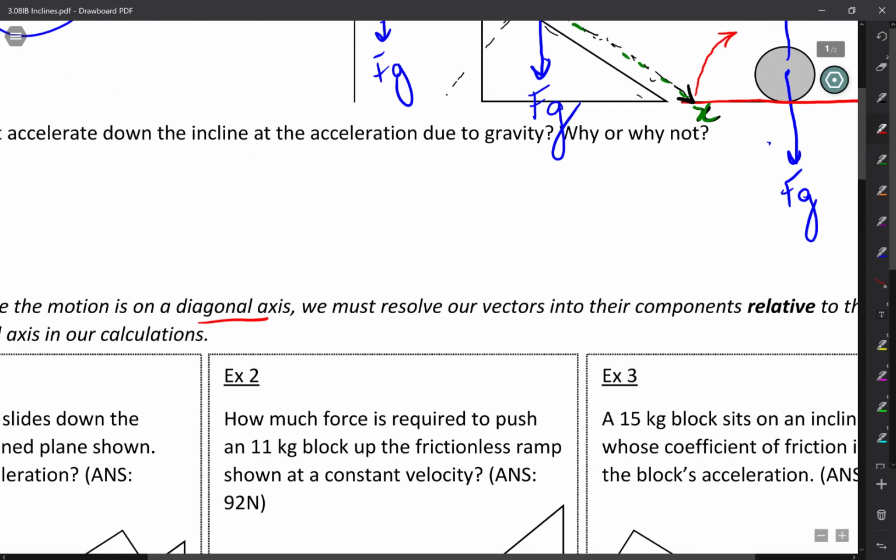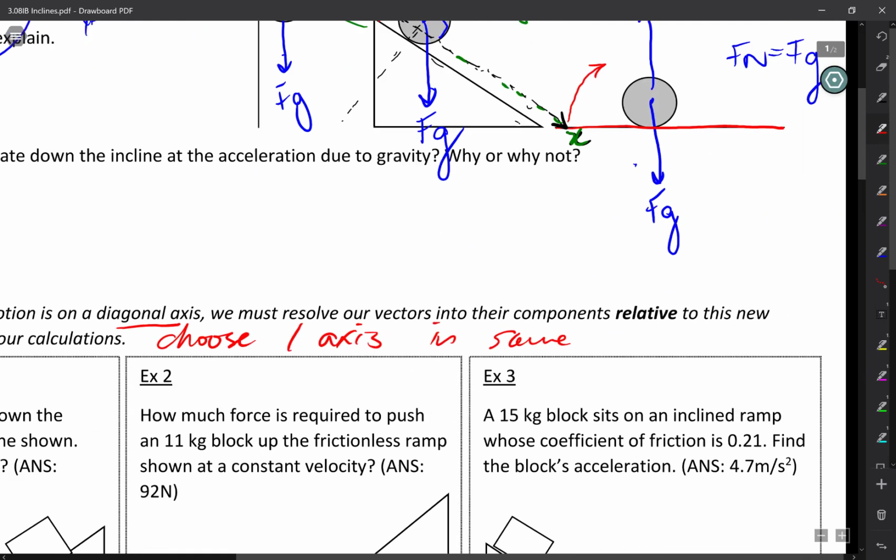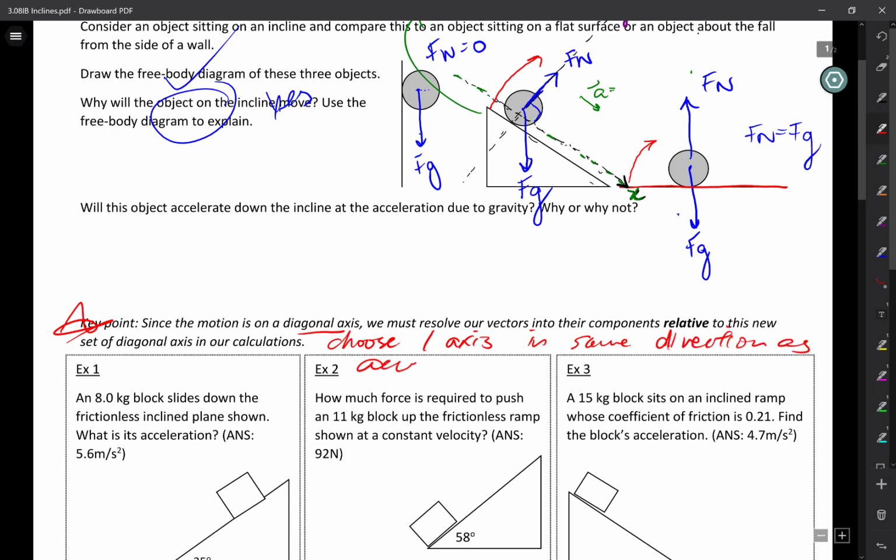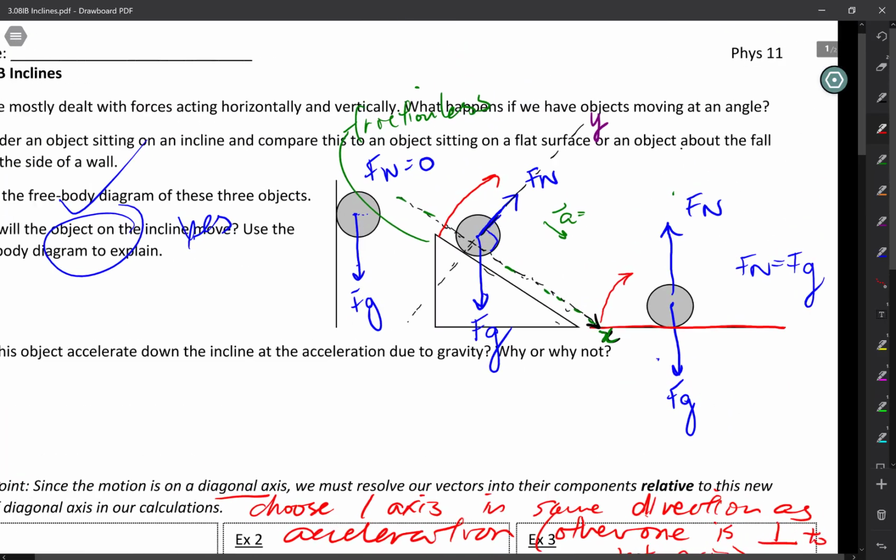So what I'm going to write as that rule of thumb over here is that you always want to choose one of your axes in the same direction as acceleration. And as a result, your other axis will probably be perpendicular to that first axis you set up, which is going to be working in your favor in this case.